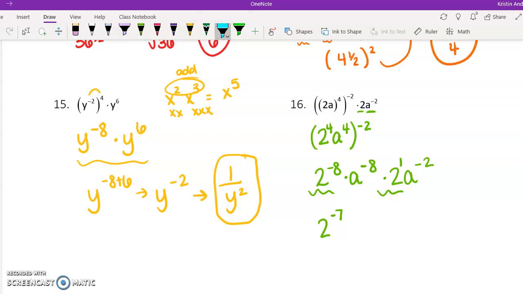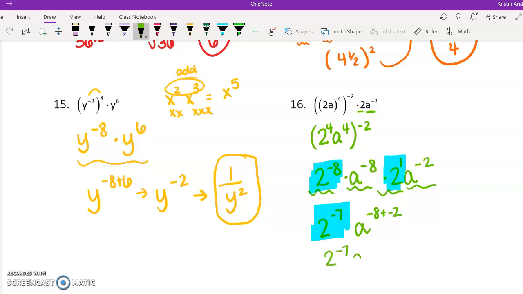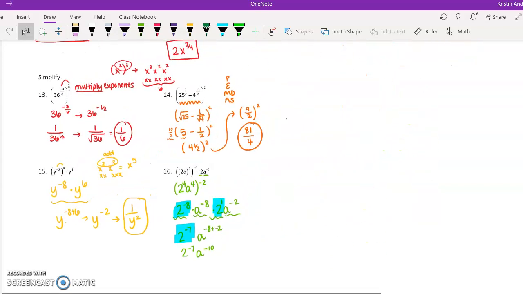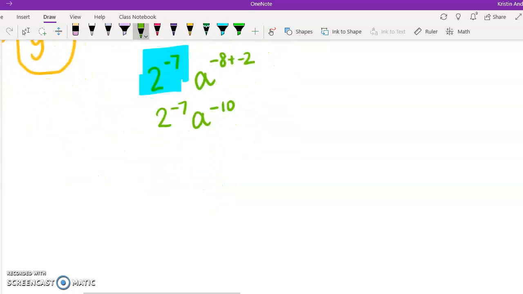If you take 2 to the negative 8th and 2 to the positive 1st, you get 2 to the negative 7th. And then these two would be a to the negative 8 plus negative 2, which is a to the negative 10th. So we have 2 to the negative 7 and a to the negative 10th. And then to rewrite that in simplified form, when you have negative powers, you just move them to the denominator. So 1 over 2 to the 7th, a to the 10th.